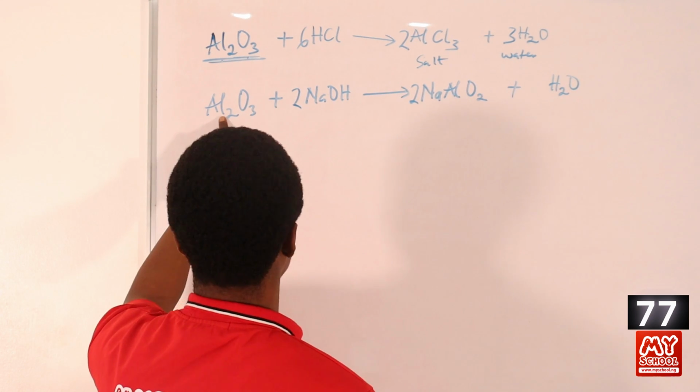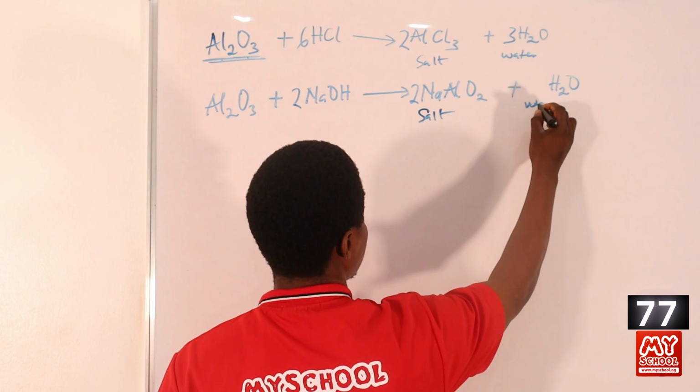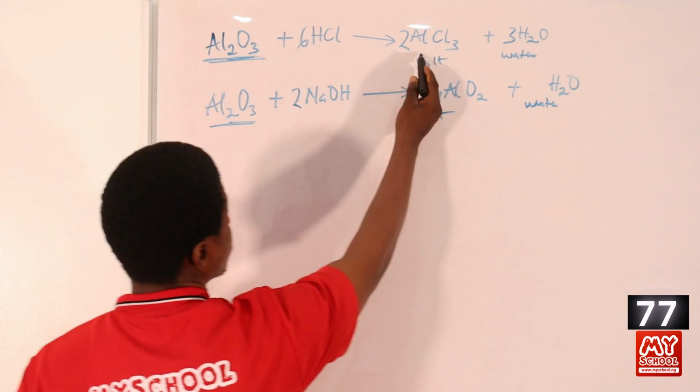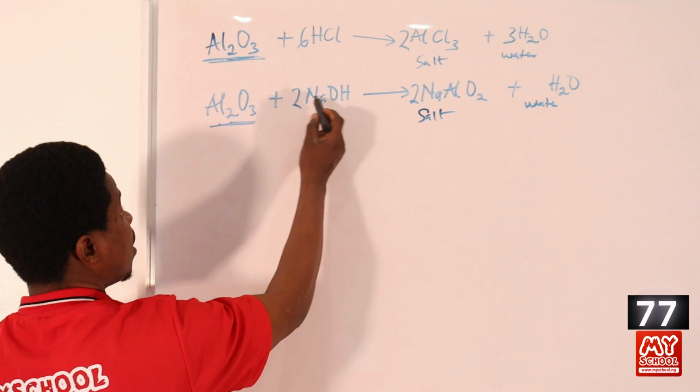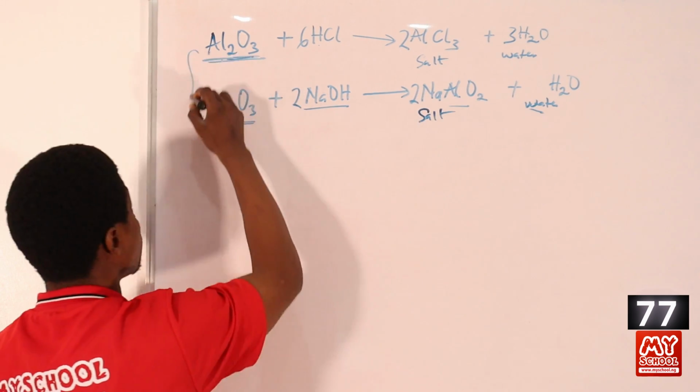Now, aluminium is 2 here. Aluminium is 2. Okay, so these are salts here, and then these are water. So you can see that aluminium oxide actually reacts with acid to form salt and water. The same aluminium oxide reacts with sodium hydroxide to form salt and what? And water. So this makes this what?